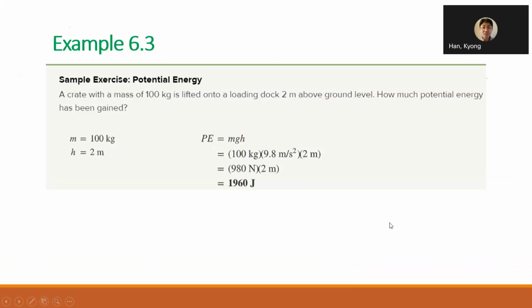Here is a crate with a mass of 100 kilograms that is lifted 2 meters above the ground onto a loading dock. So h equals 2 meters. How much potential energy has been gained?